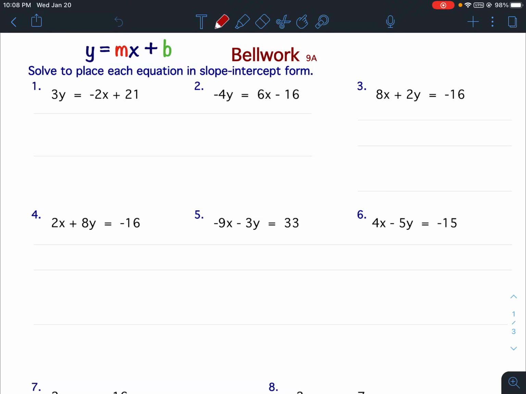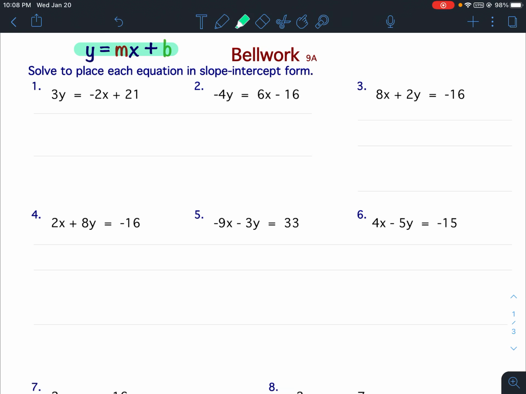Bellwork 9A. Before we can proceed with solving systems of equations graphically, Lesson 9 notes, we need to make sure we are able to solve equations for slope-intercept form. When I say solve for slope-intercept form, that means we need to solve for y. We need to isolate the y variable, and it's going to look like this right here. So we want to solve equations so it's y equals.